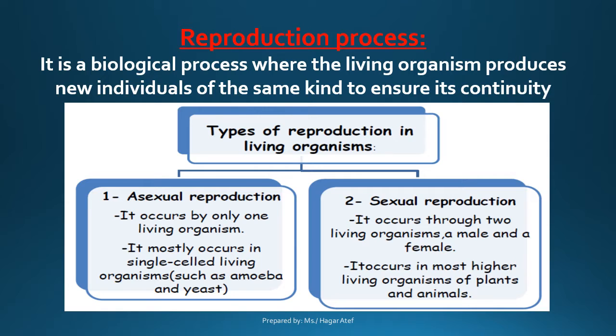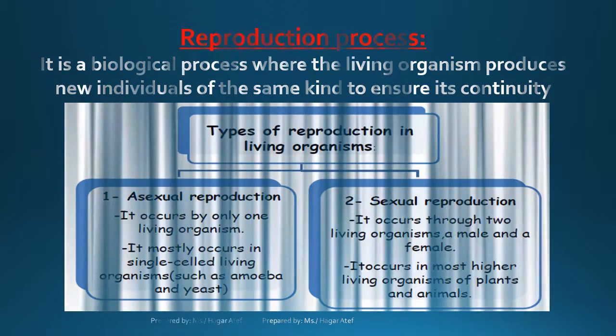Types of reproduction in living organisms. Number 1, asexual reproduction. It occurs by only one living organism. It mostly occurs in single-celled living organisms such as amoeba and yeasts. Number 2, sexual reproduction. It occurs through two living organisms, a male and a female. It occurs in most higher living organisms of plants and animals.